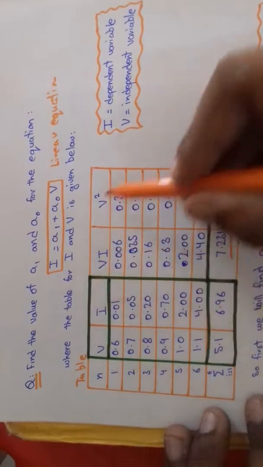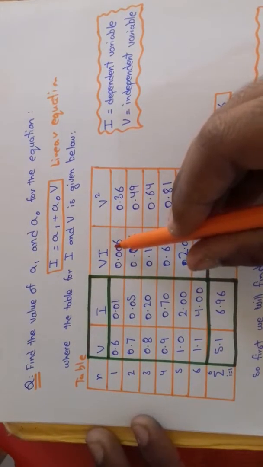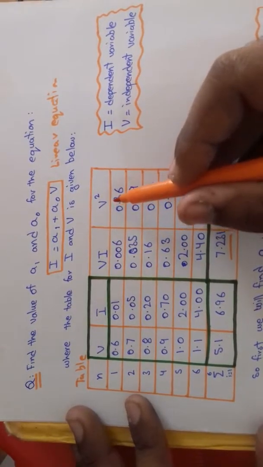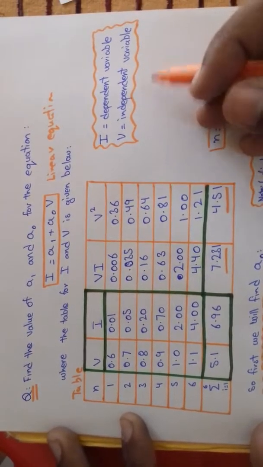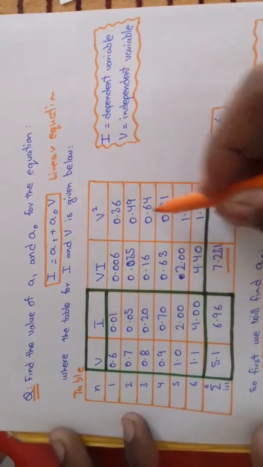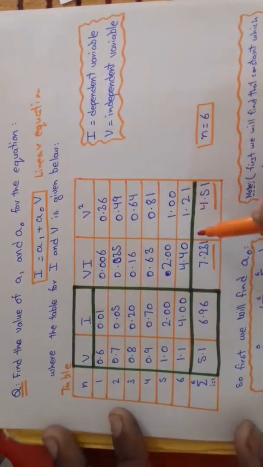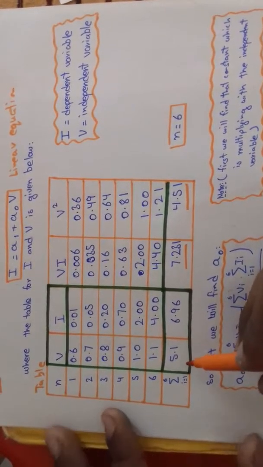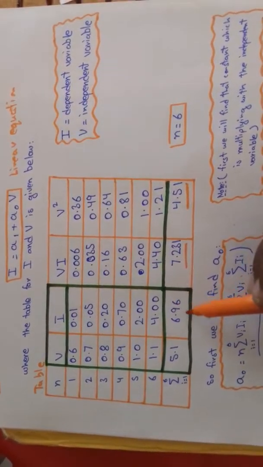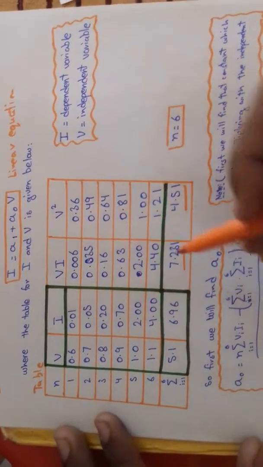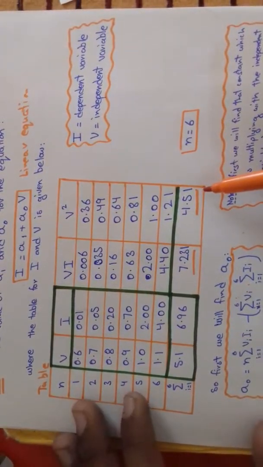Now we will construct a table like this, in which I have taken the product of v and I, and v square. Why v square? We take the product of the variable that is independent. Here v was the independent variable, so I have taken the product of v. Now we will sum up the values. The summation of v is 5.1, the summation of I is 6.96, the summation of the product of v and I is 7.231, and the summation of v square is 4.51.